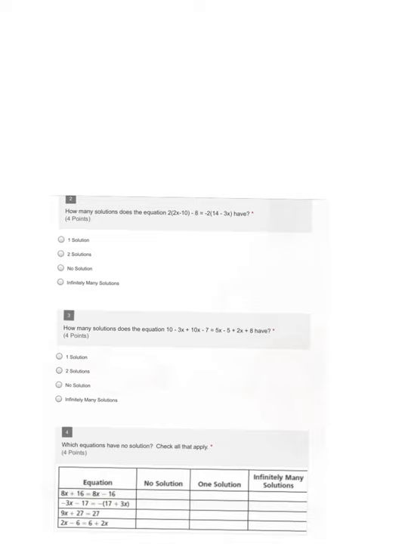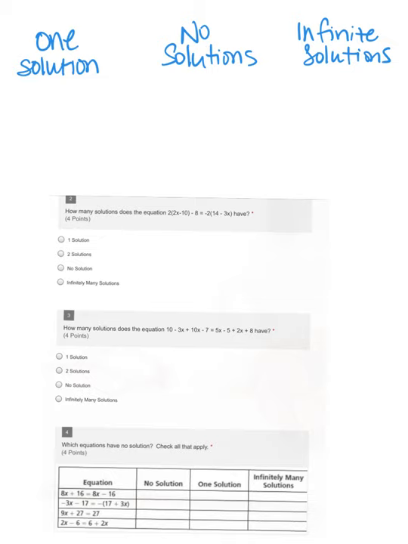So I've made this video to help you understand types of solutions and how to solve the problems on the types of solution forms. Before we go through the questions, let's talk about the different types of solutions. There are 3 different scenarios. You can have one solution, no solutions, or infinite solutions. And each one of these looks different when you're solving your equations.